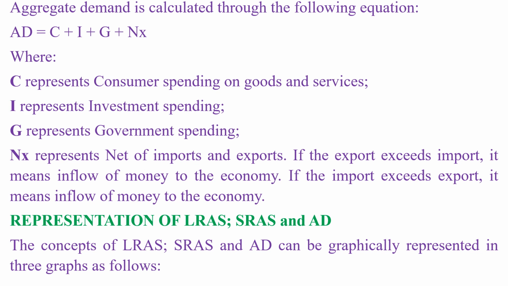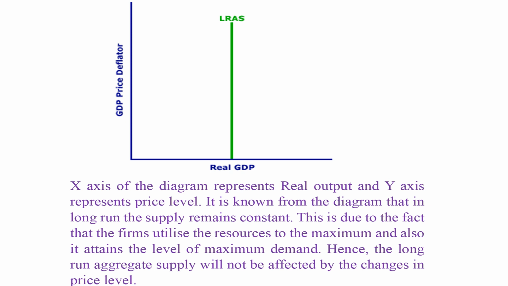Representation of LRAS, SRAS and AD. The concepts of LRAS, SRAS and AD can be graphically represented in 3 graphs as follows. The X-axis of the diagram represents real output and the Y-axis represents price level. It is known from the diagram that in the long run the supply remains constant. This is due to the fact that the firms utilize the resources to the maximum and also it attains the level of maximum demand. Hence, the long run aggregate supply will not be affected by the changes in price level.